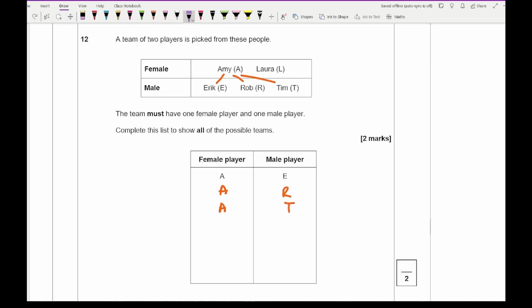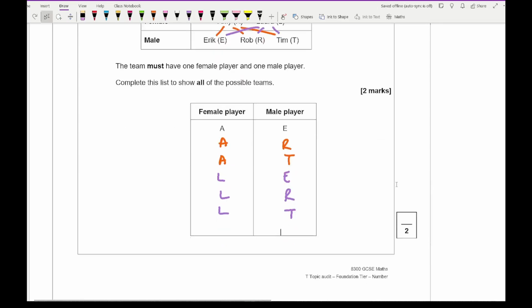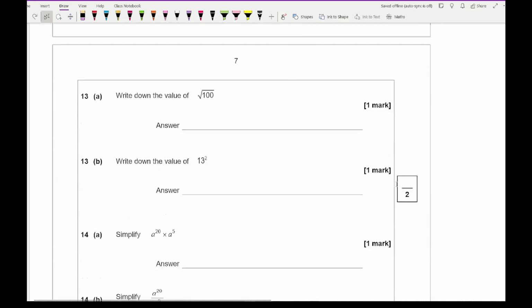Then moving on to the next one, I've got Laura and Eric. I've then got Laura and Rob. And then finally, I've got Laura and Tim. And there we go. So there are our 6 options. Again, you could have it in absolutely any order, but as long as they're different and you've got those 6 listed, you're going to get the full marks.